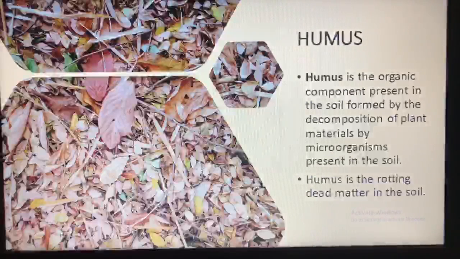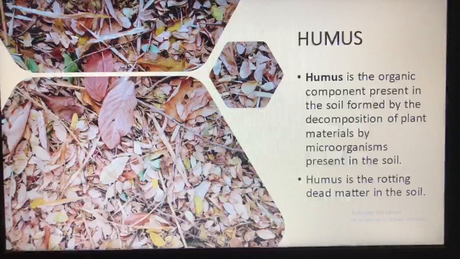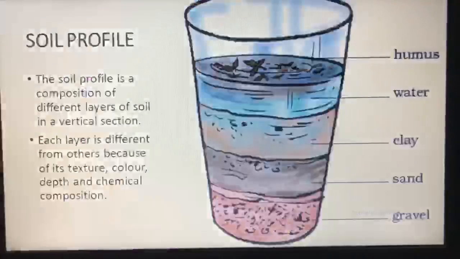Then we had said about the humus. What is humus? Humus is an organic component present in the soil, formed by the decomposition of plant materials by microorganisms present in the soil. So humus is the rotting dead matter in the soil.